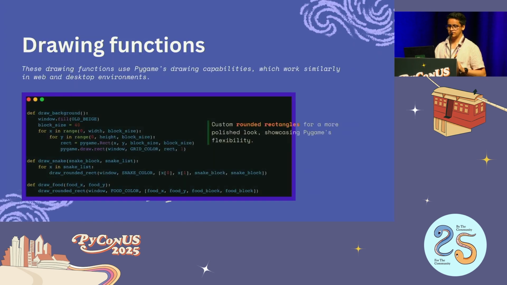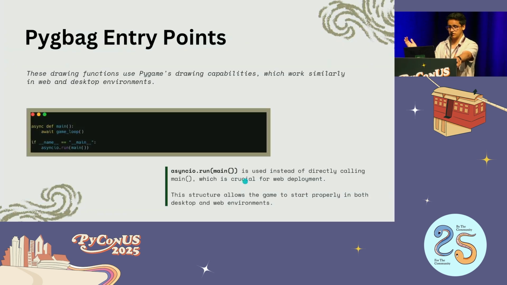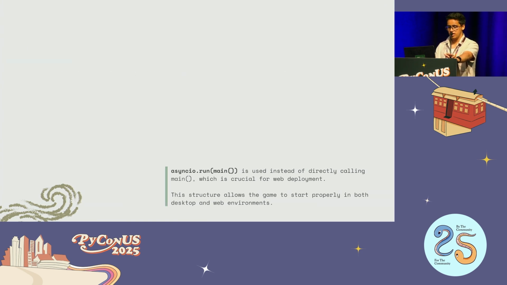And yeah, these are the drawing functions which you're using. You can manipulate this as much as you can. This is a very simple example of how we create those rectangles filled with colors. And this is the last thing, which is your Pygbag entry point. So you create those functions, you call them in a main function, and you just run it with asyncio.run, and your game will start running in the browser.